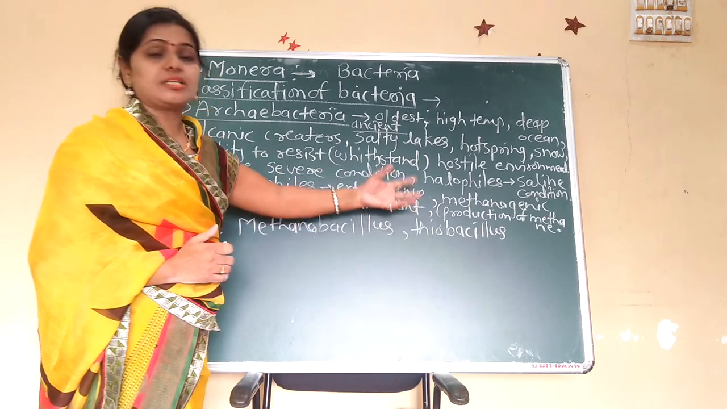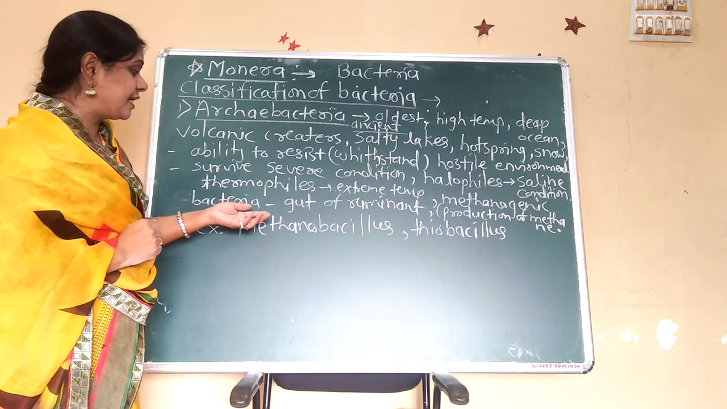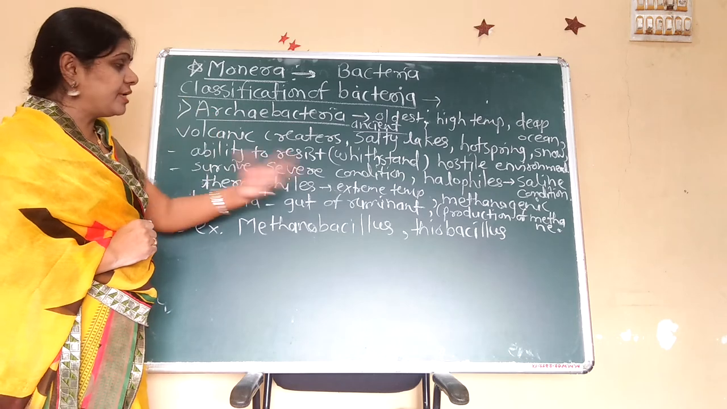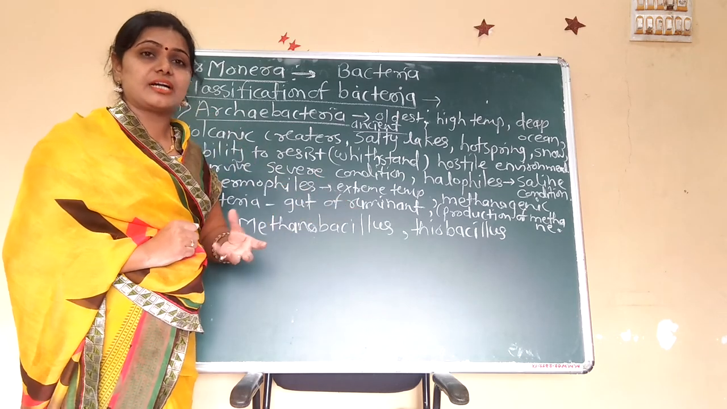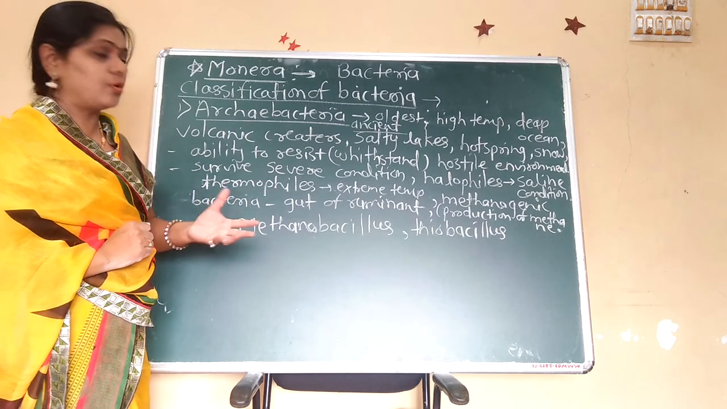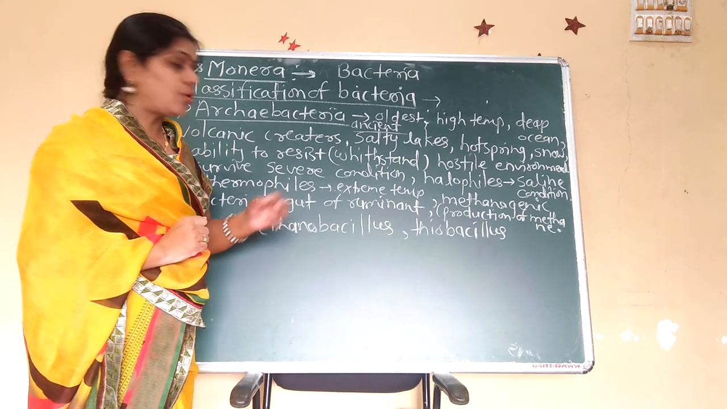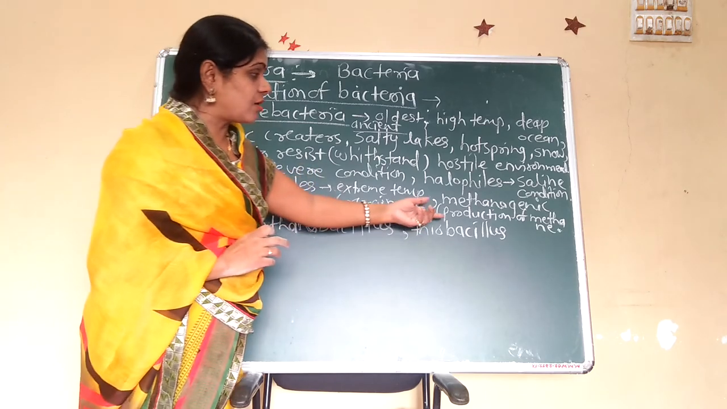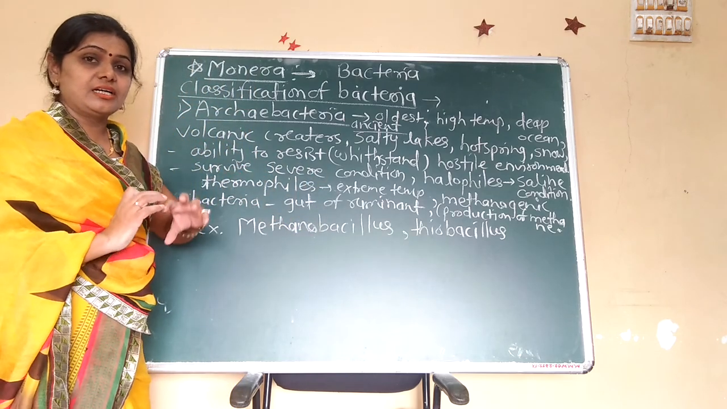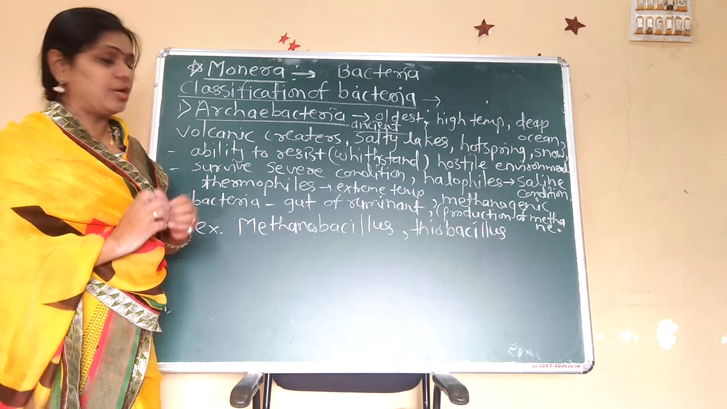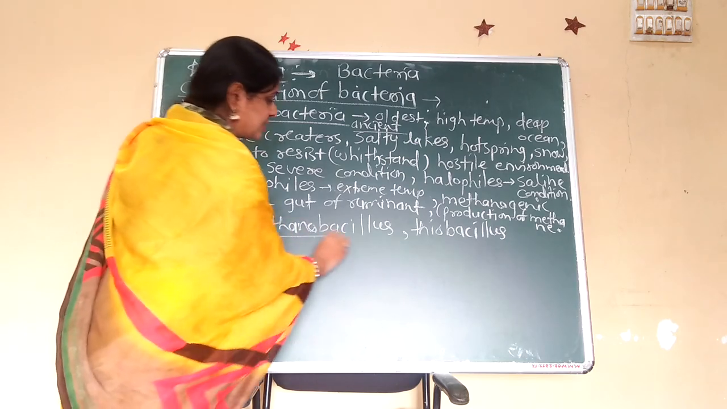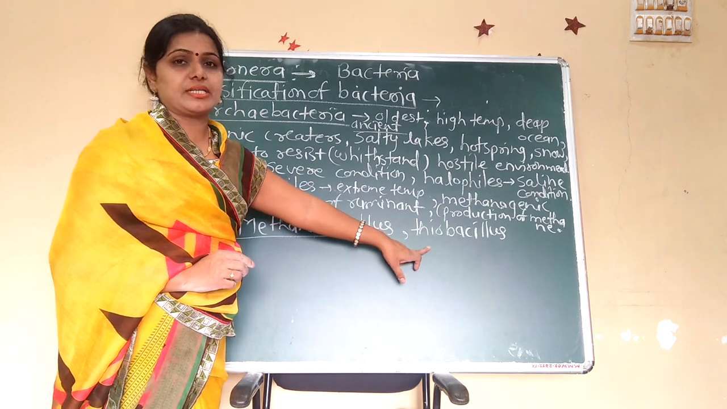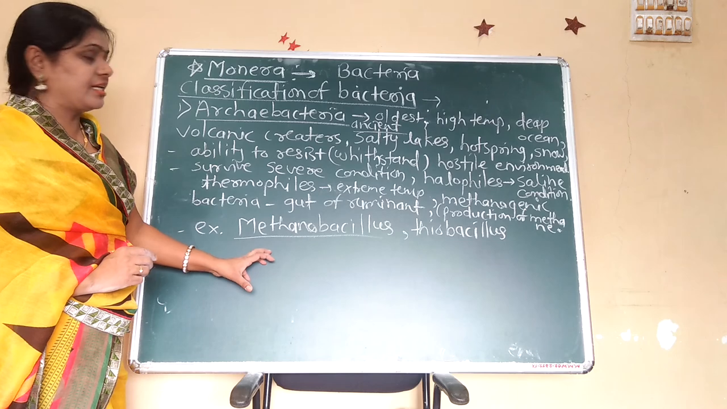Then some bacteria are methanogenic bacteria. Methanogenic bacteria are present in the gut of ruminants. What is a ruminant? Ruminants are animals that chew the cud, such as cow and buffalo. These bacteria are present in the gut of cows and buffaloes, and they produce methane gas in the dung of the cow and the buffaloes. Those bacteria are called methanobacillus. Another example of archaebacteria is thermoplasma. These are the archaebacteria, the oldest bacteria.